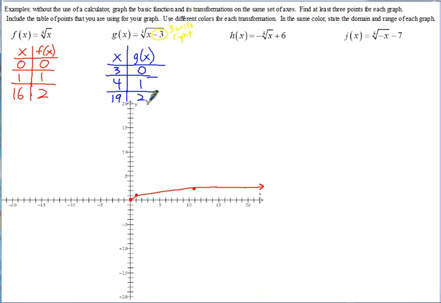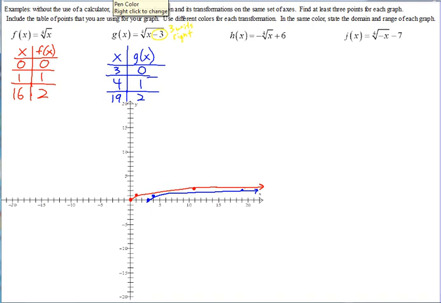So let's plot those points. 3, 0 right here. 4, 1 right here. And 19, 2. And I'll grab a different color. Keeps on going up, but just very slowly. You can see that shifted 3 units to the right.